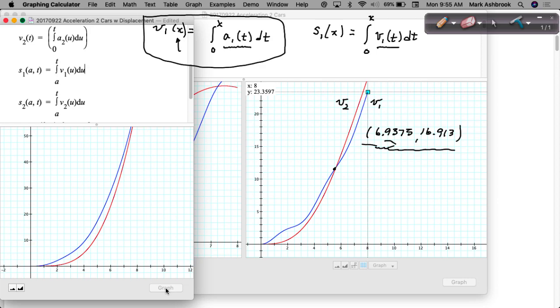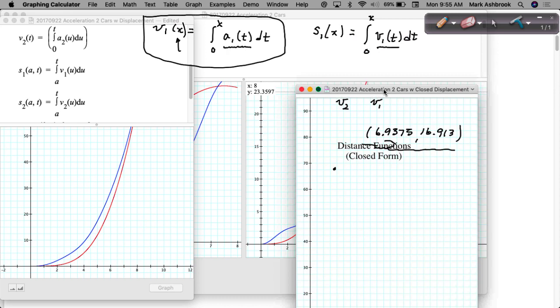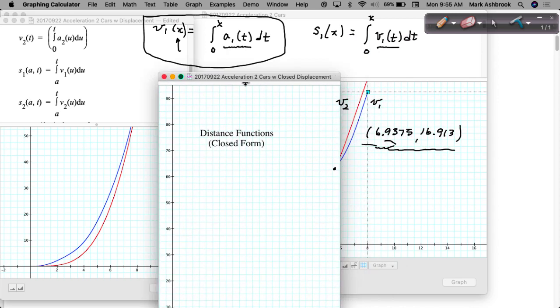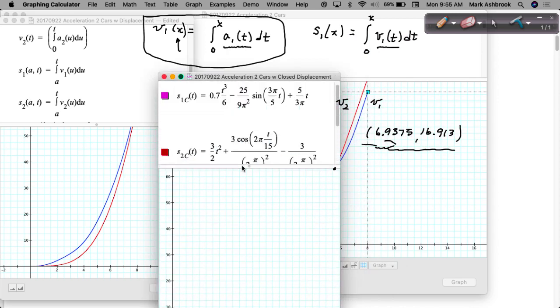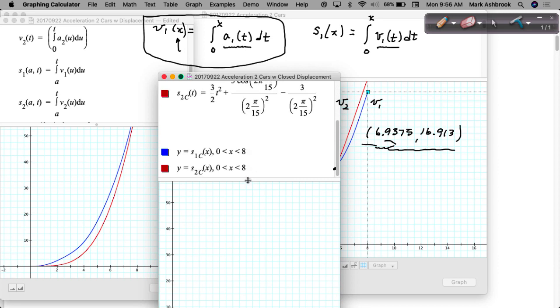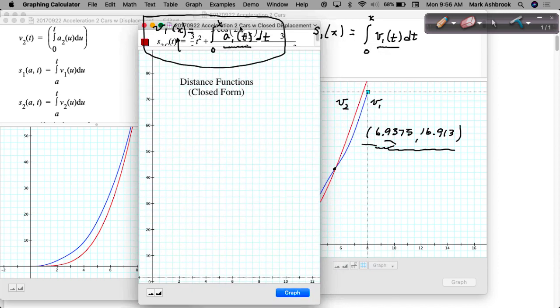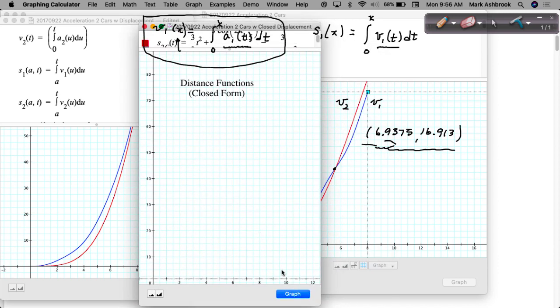Okay, now I have those same functions in closed form. So here are those functions in closed form, right? Just basic arithmetic, sine functions, exponents, addition, subtraction, right? That's a little complicated, but that's not a big deal, right? Now watch, and then I have those set up to graph also in this GC window. So watch this. Don't blink. Ready? Don't blink. Watch. This is graphing those distance accumulation functions in closed form.